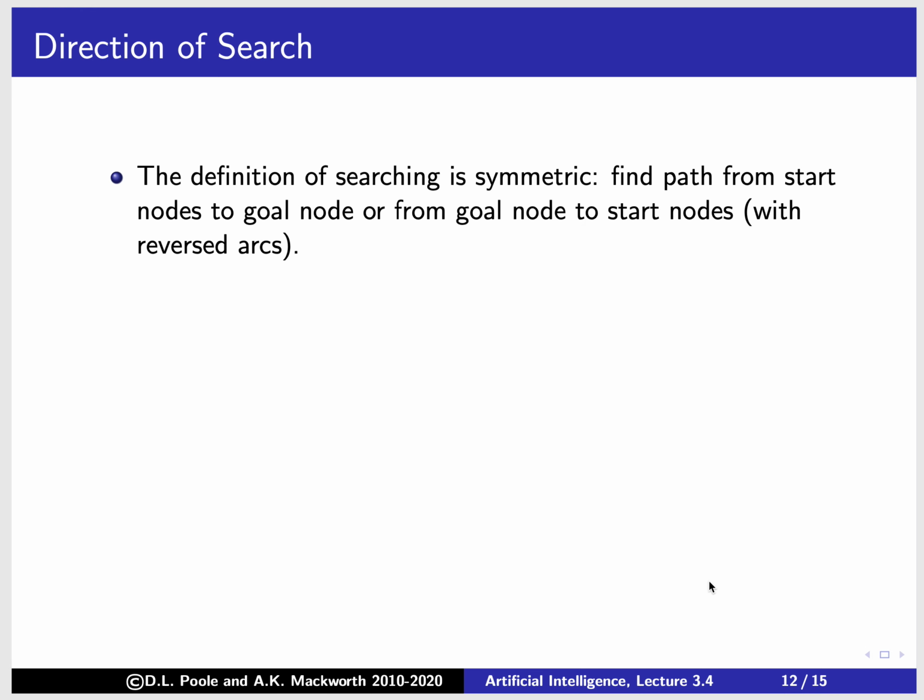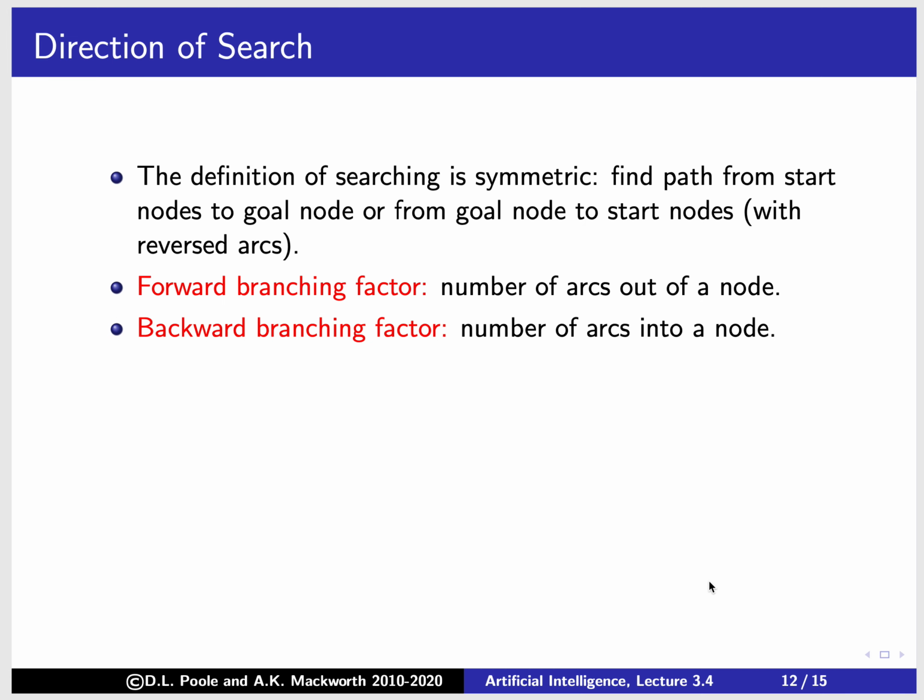Okay, so if we think about how graph search works, for many graphs, the definition is symmetric. We could find paths from the start nodes to the goal nodes, or from the goal nodes to the start nodes. And the second one is we have to reverse the arcs. So if you think about the graph with reversed arcs, then you can actually search either way of those. So what we're going to do is define two things. The forward branching factor is the number of arcs out of a node, and the backward branching factor is the number of arcs into a node.